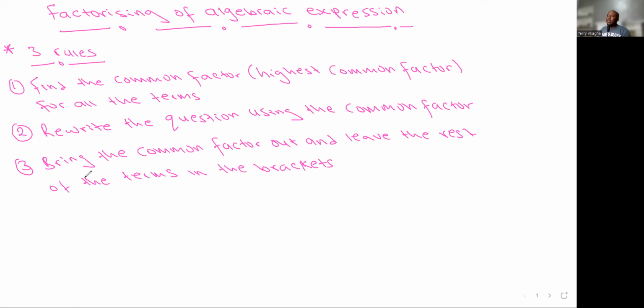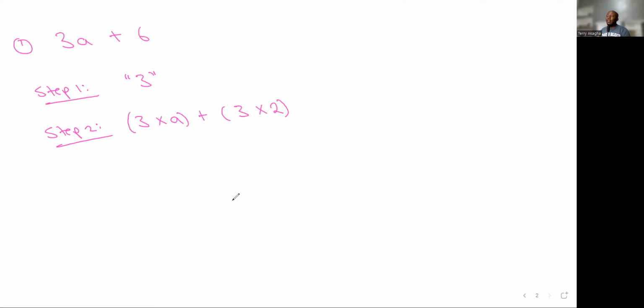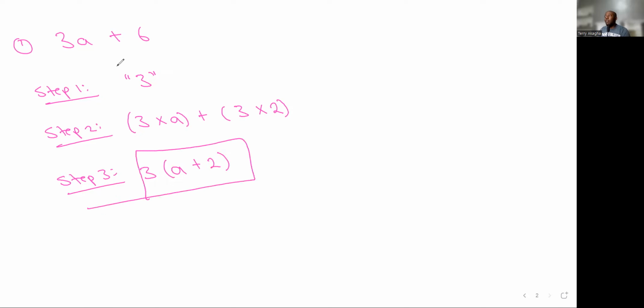The third step says that you have to bring the common factors out and leave the rest in the bracket. So step 3, the common factor is 3. You are left with a, and you're also left with what? 2. And that is the answer for that. The correct answer, when you factorize 3a plus 6, should be 3 into bracket, a plus 2.